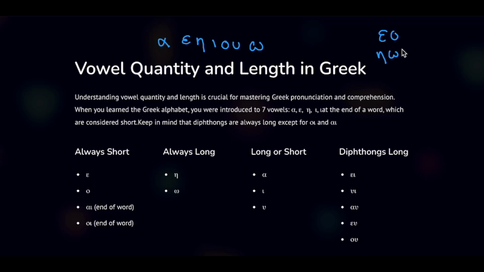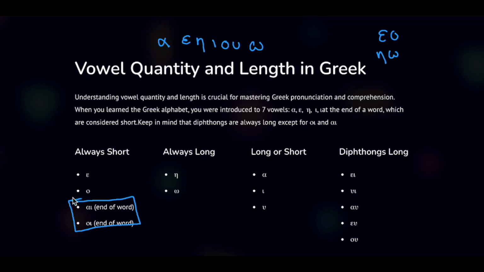Then we also have diphthongs. Diphthongs are combinations of 2 vowels forming one sound, and these diphthongs are always long. Now, here come the exceptions. There's always going to be an exception. The diphthongs omicron iota and alpha iota are always considered short. So this box right here is going to be our exception category, and they're always going to be considered short. So it's something to keep in mind that we'll look at a little bit later on.